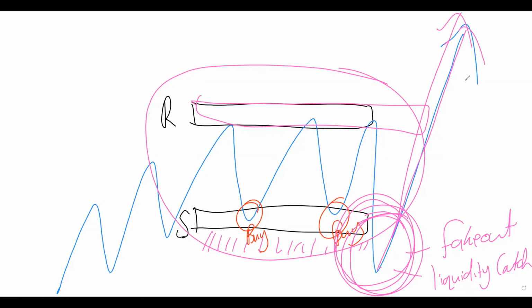Okay, so yeah, that basically sums up support and resistance.